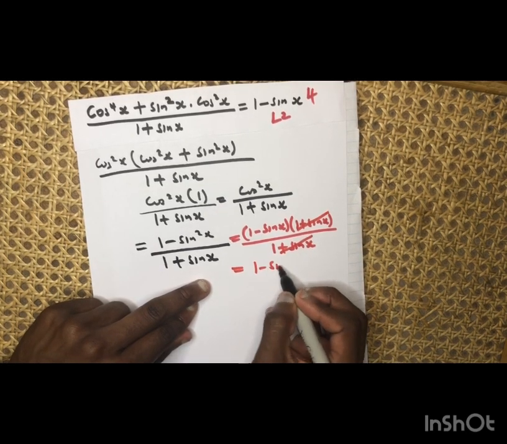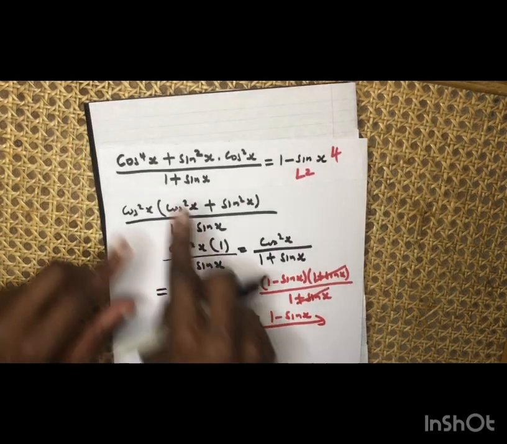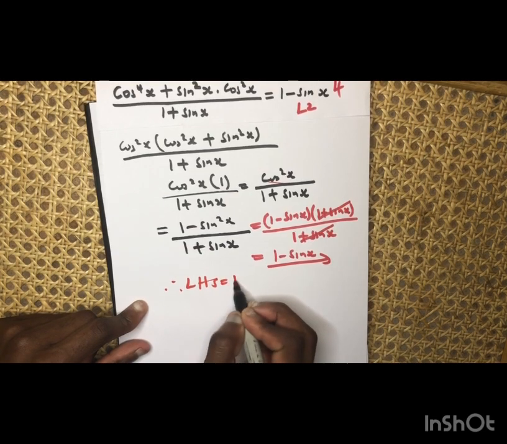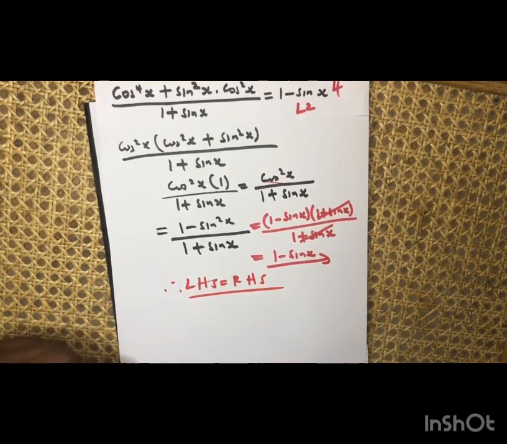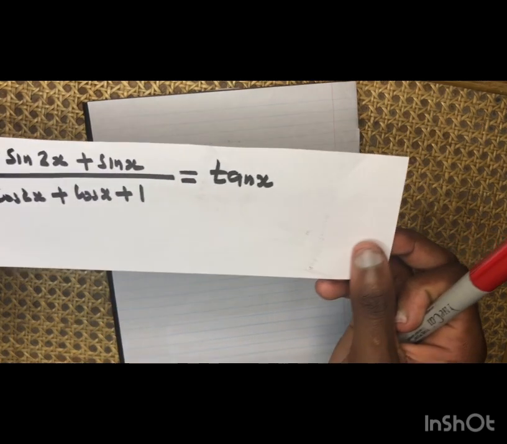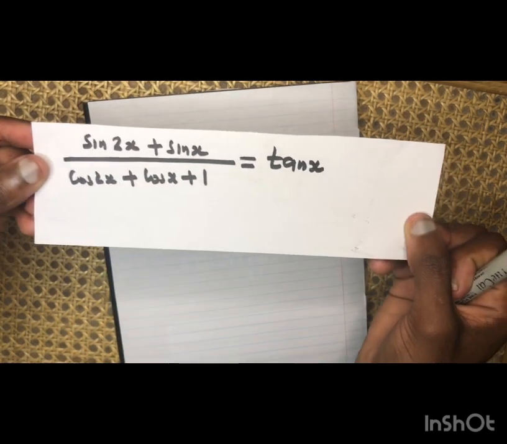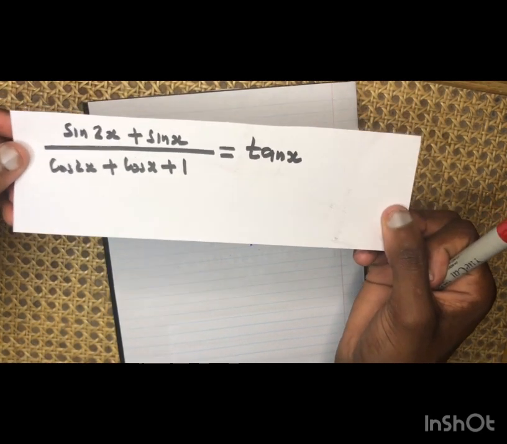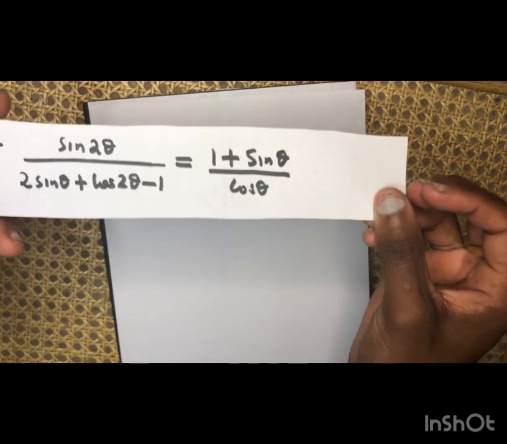You are left with 1 minus sine x, which is the same as this one. So now we can conclude that the left hand side is equal to the right hand side. Understand? So you can do this one on your own. You can interact with me through WhatsApp or through email. So I'm going to do the last one with you guys. Remember, you can pause the video and try to attempt on your own. This is the last one that we are going to do.